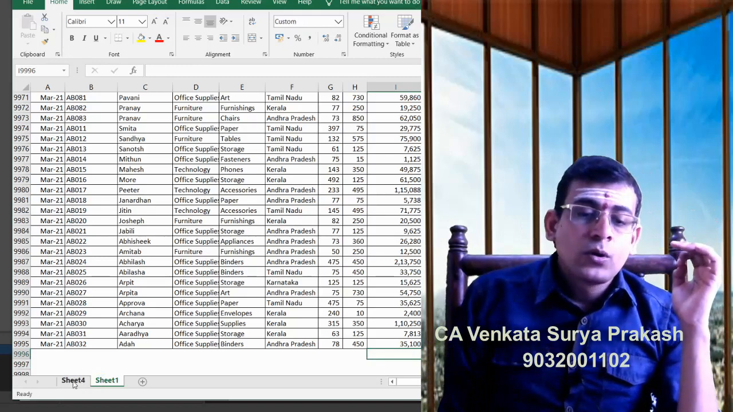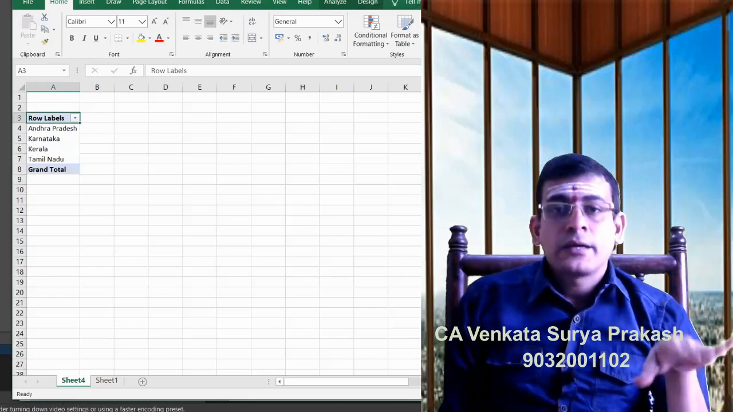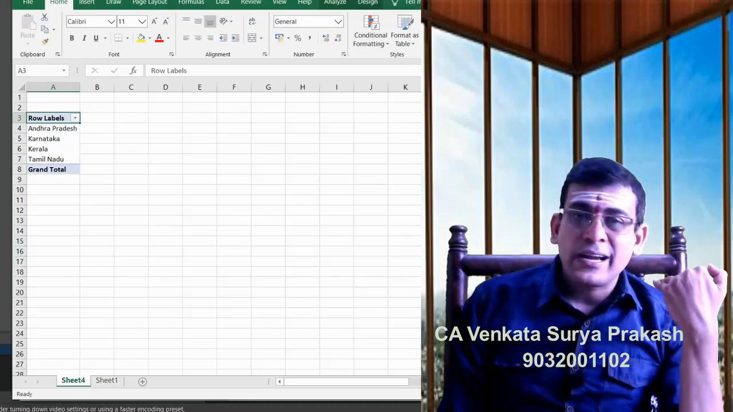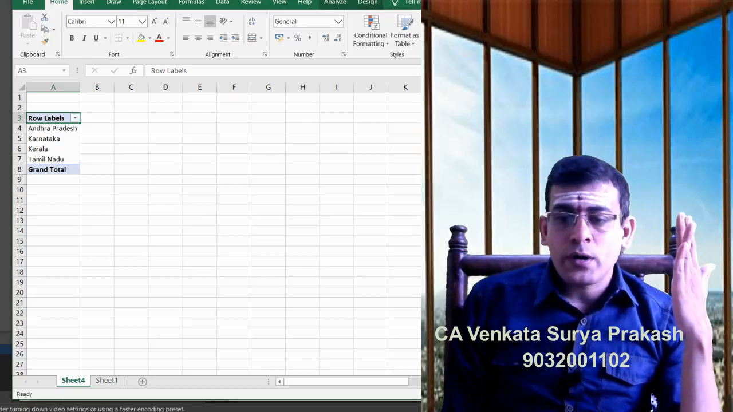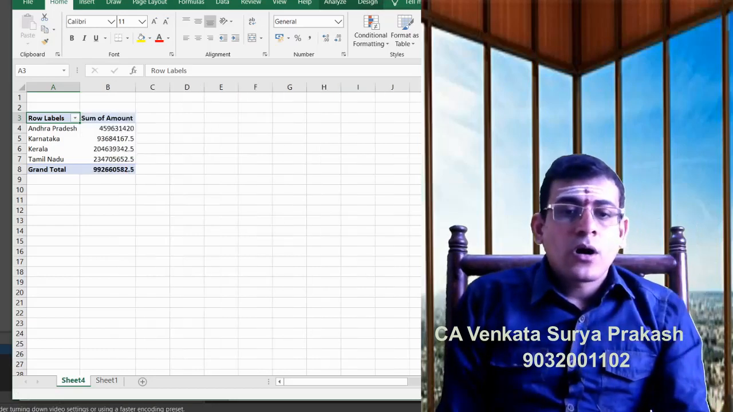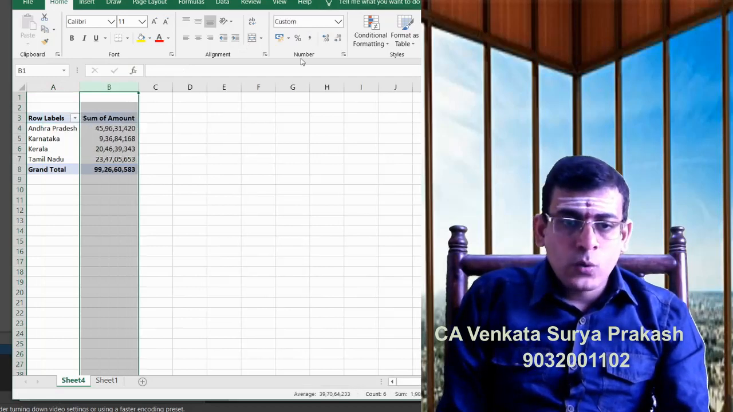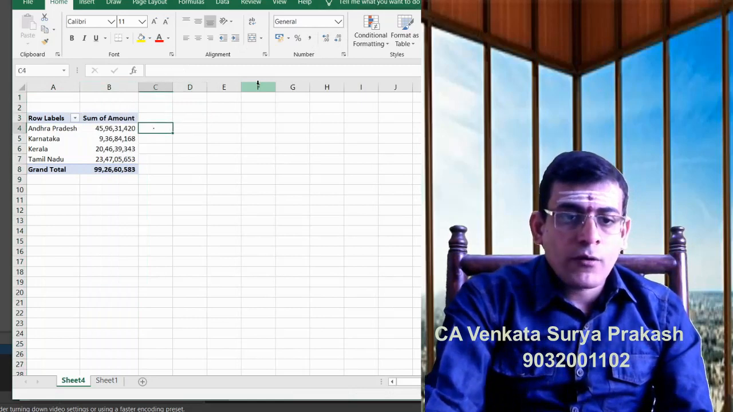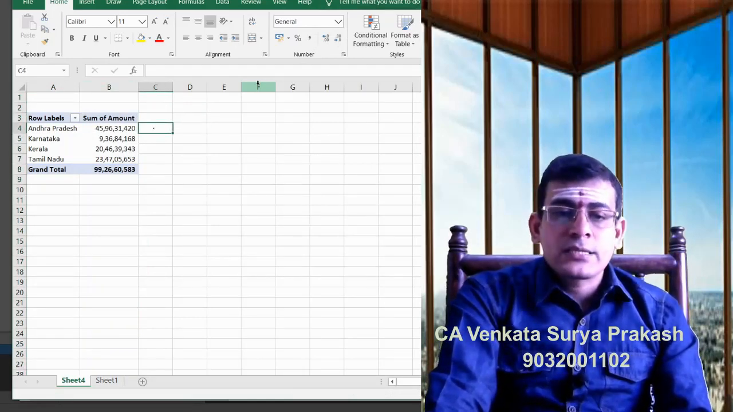So I will try to process this information in terms of state, in terms of zone. If I call AP as zone 1, Karnataka as zone 2, Kerala as zone 3 and Tamil Nadu as zone 4, I want to know how much revenue is being generated. Let us try to see here. 945, 459 lakhs, 93 lakhs, 204 lakhs, 234 lakhs.